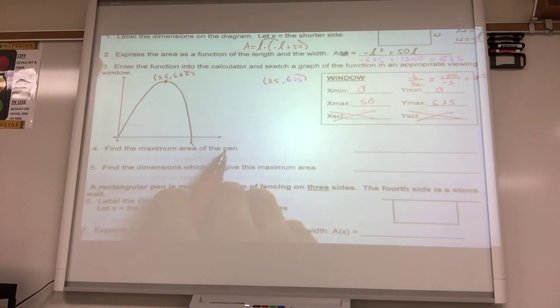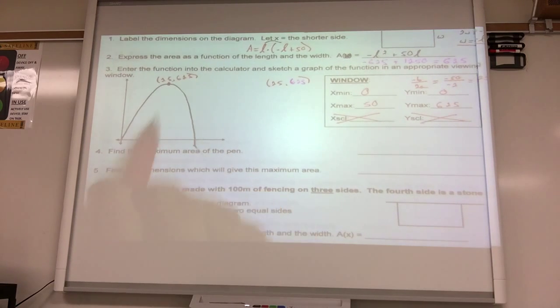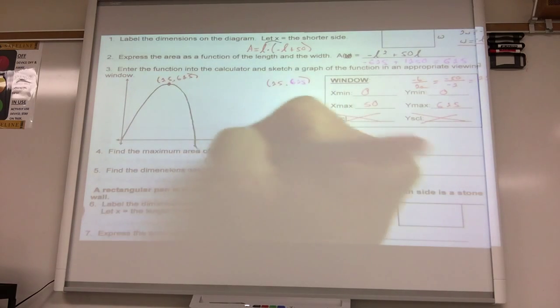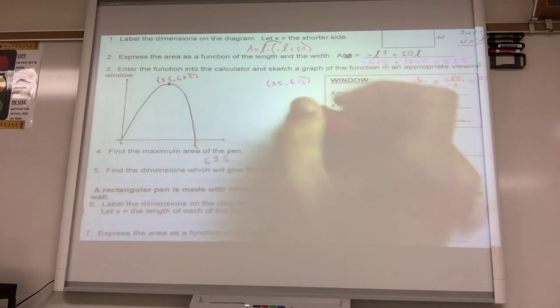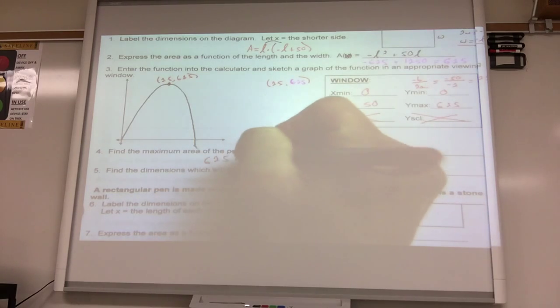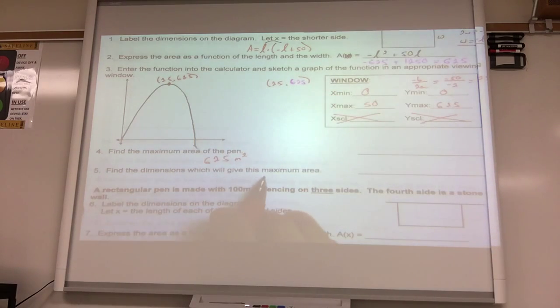That's what I'm saying. For those of you that were good with algebra, you see that is the maximum area. So what's the maximum area of the pin? It's 625, and we were talking about meters, so we have meters squared. Find the dimensions, which will give the maximum area. Okay, well, that's also answered as well. So if the maximum area is 625, how do we get that maximum area?